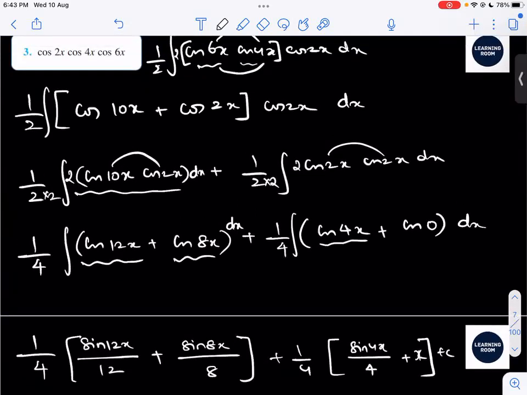Where? This one. This step only, no? This part, because cos 2x into cos 2x. Here.